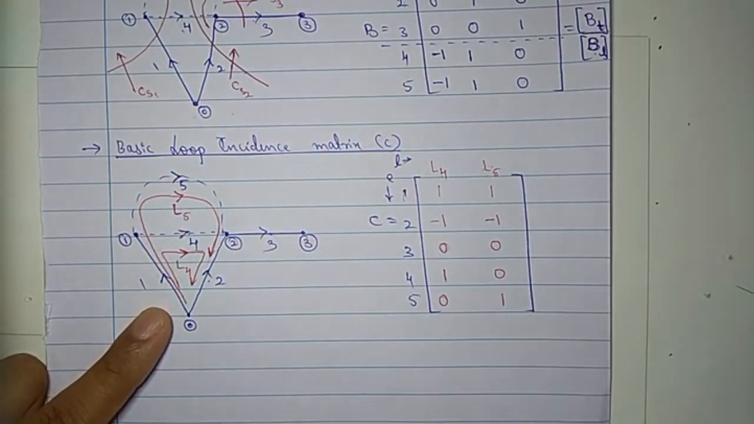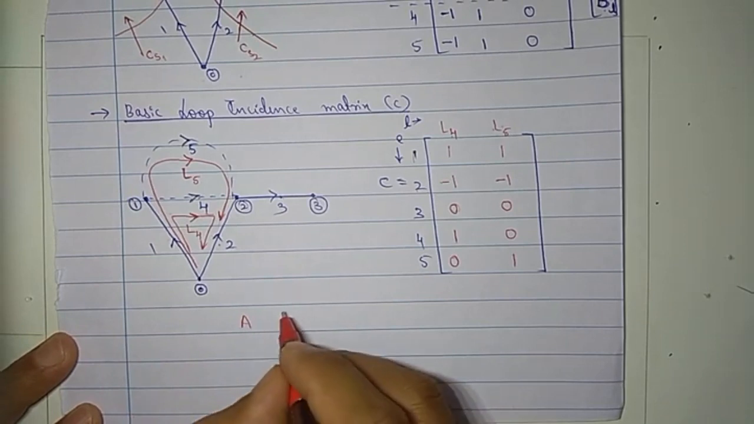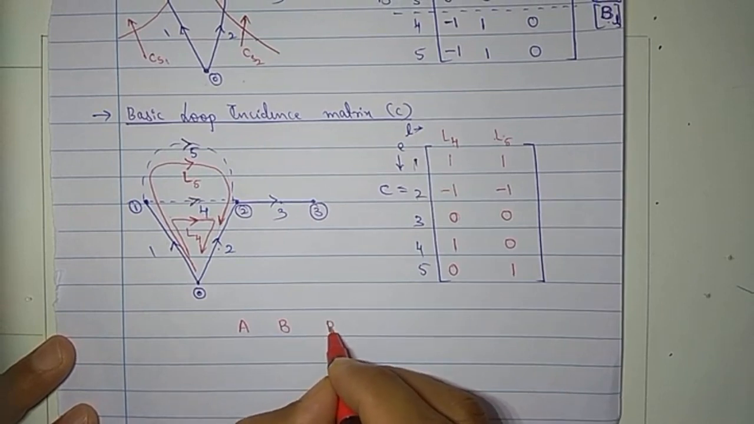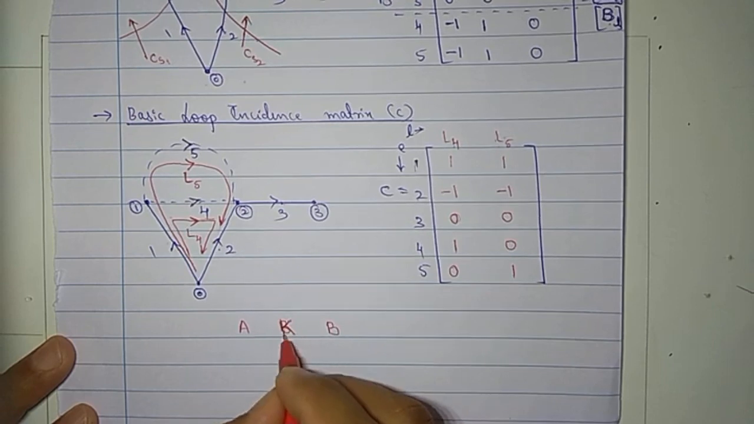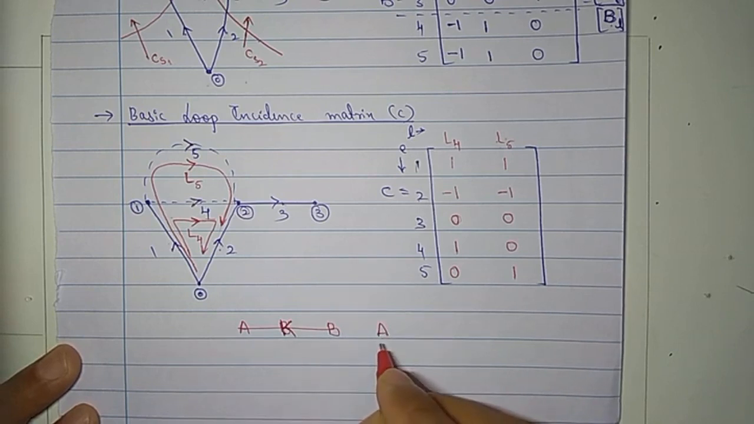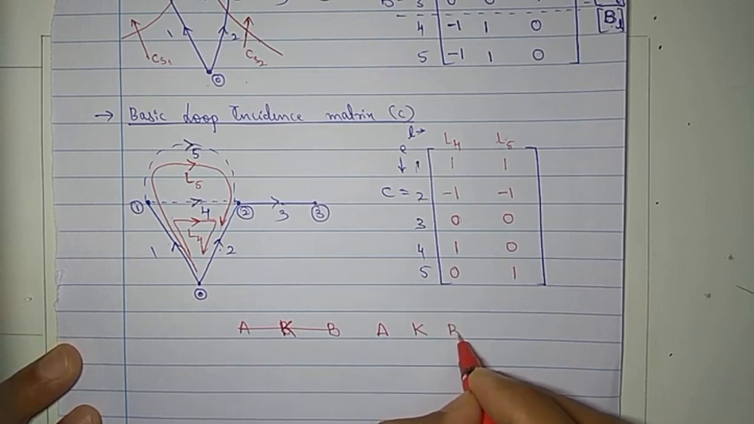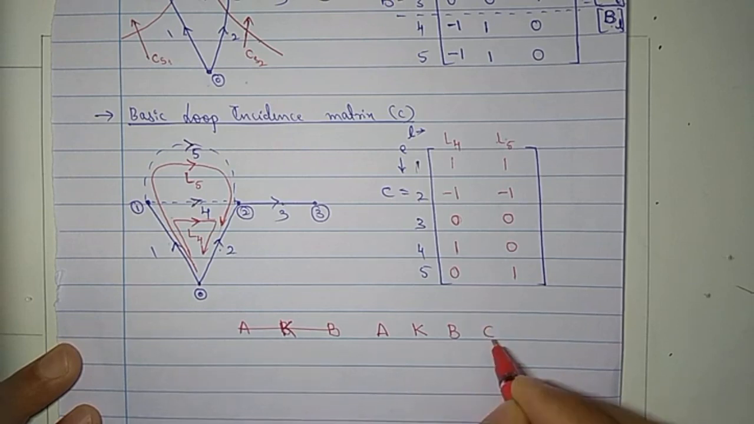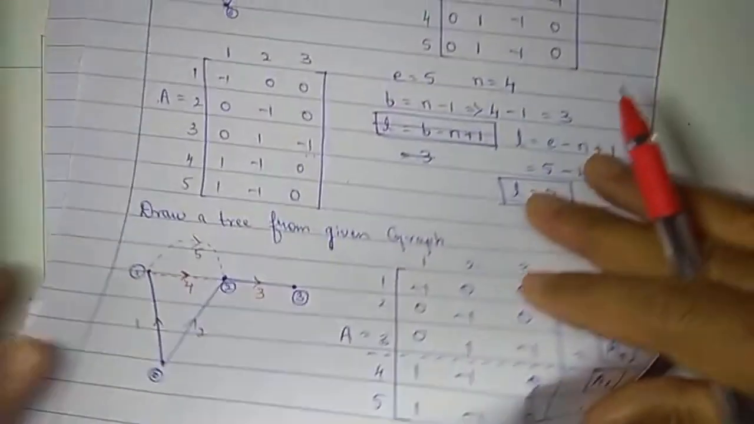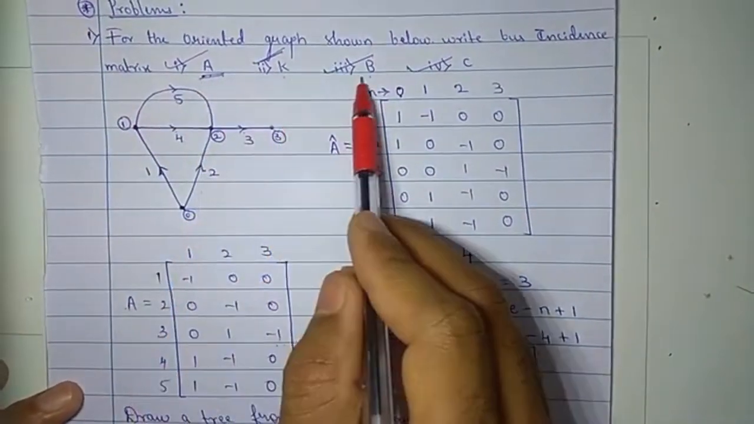So it is 1. Is that okay? In the question they have asked us to calculate the reduced incidence matrix denoted as A, tree branch path incidence matrix K, basic cut set matrix B, and basic loop incidence matrix C. All the four matrices we have calculated. So in this way the question will be asked. They will give the figure with the orientation, and they will ask us to calculate some incidence matrices.